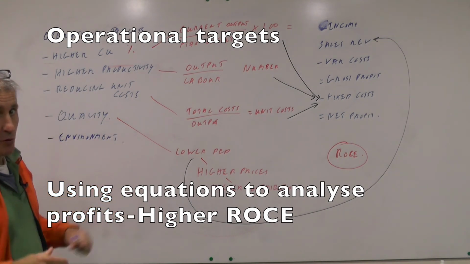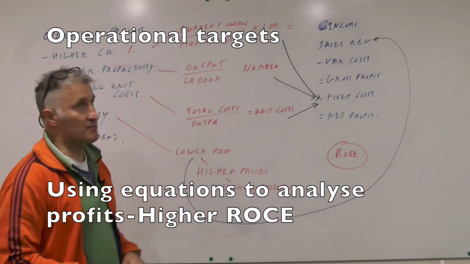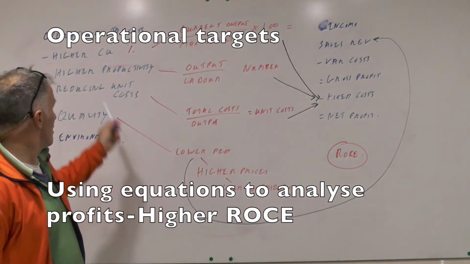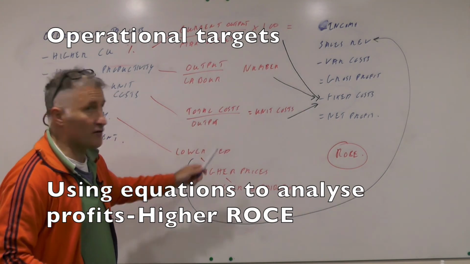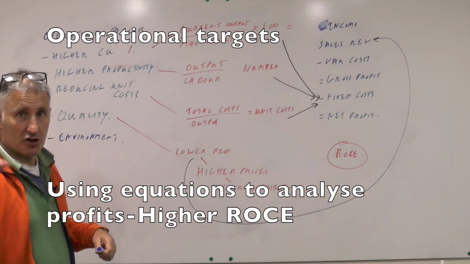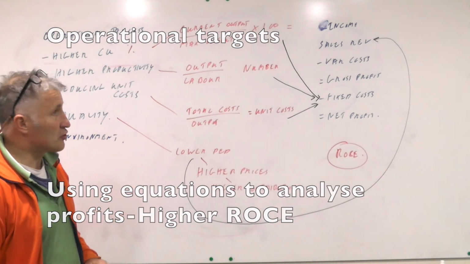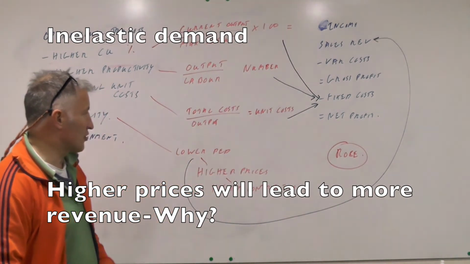Okay, if you can remember all the equations here, capacity utilisation is current output divided by maximum output times 100, equal to a percentage. Productivity is output divided by labour. Reducing unit cost is total cost divided by output, which gives you unit costs. And if you get quality, you can charge a higher price. You charge a higher price, therefore your sales revenue will go up if you have an inelastic demand curve.